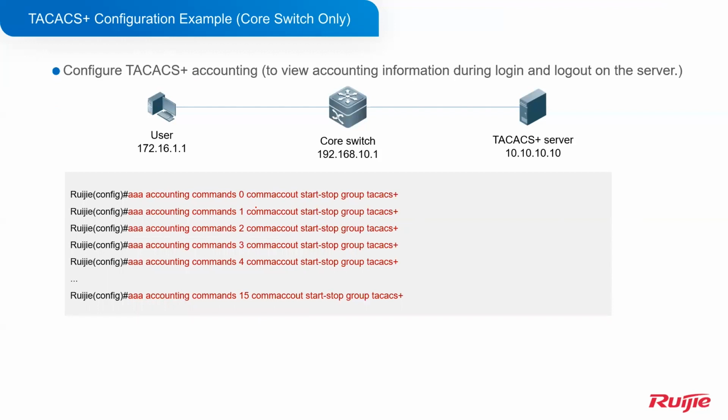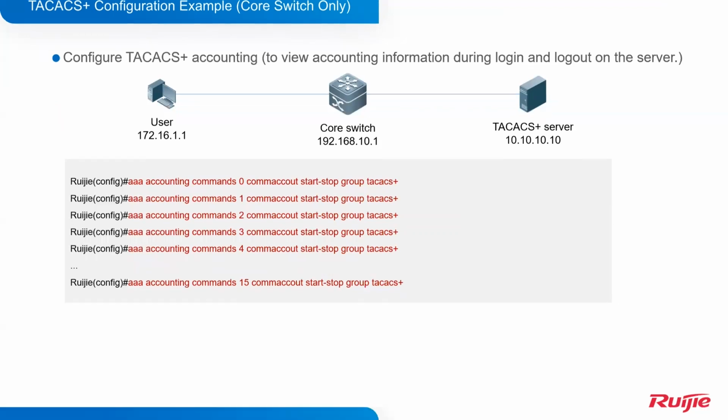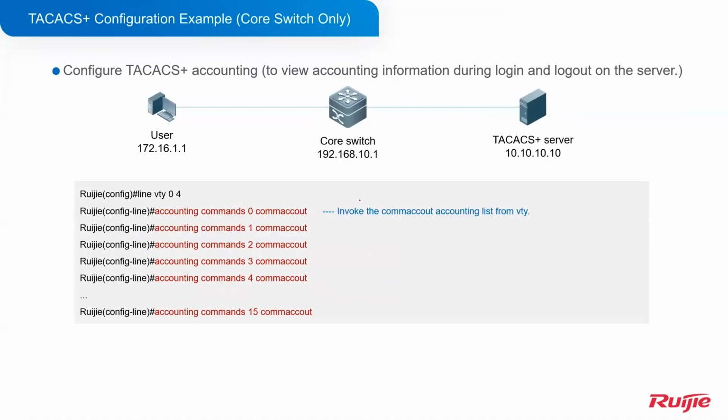Okay, and config the Tacacs+ accounting. The command is right here. aaa accounting commands 0 command-account. This is a name. start-stop group tacacs+. Start-stop means we will record the start and the stop of a user after accessing the network. And next, we invoke them in the VTY configuration mode.